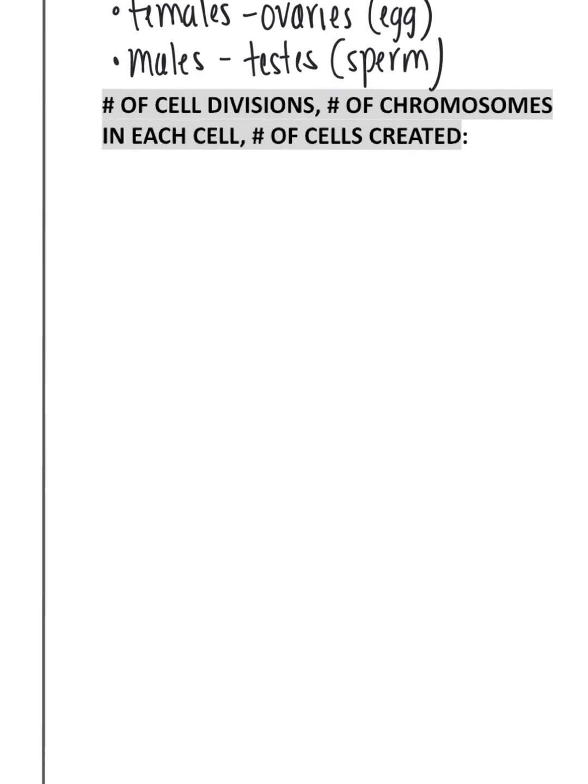Let's go to where it says the number of cell divisions, the number of chromosomes in each cell, and the number of cells created. We're going to go through this just like we did with mitosis, but understand that meiosis is mitosis times 2. So it's going to go through 2 rounds of cell division instead of 1. Up at the top, you're going to draw a circle. There is 46 total chromosomes when we start the process in interphase.